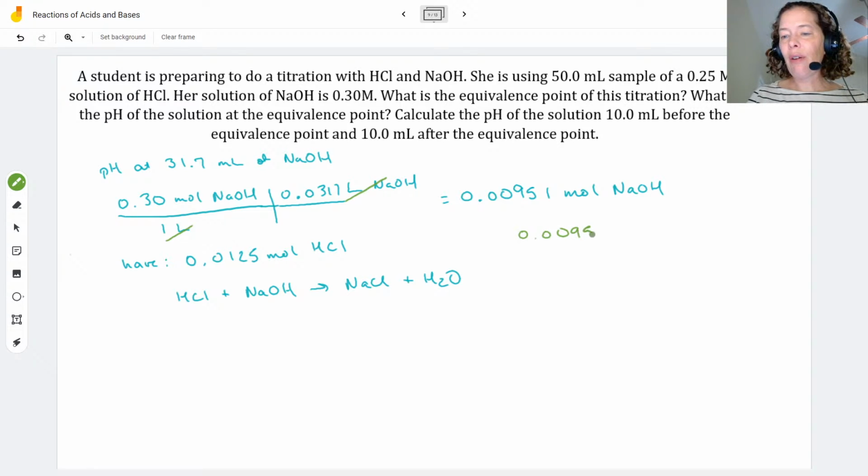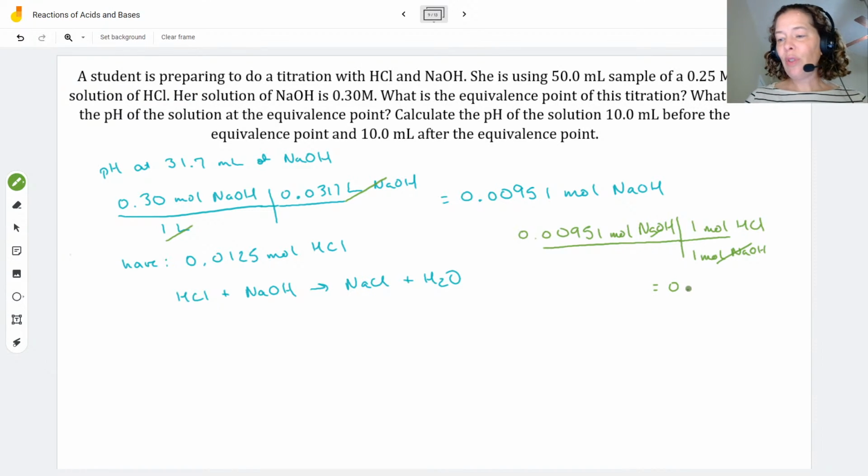If I have this many moles of sodium hydroxide, when I convert this into moles of hydrochloric acid, again, you can see that units cancel. That means that I have used, oops, I'm losing track of my zeros, moles of HCl. Or you can think of this as moles of hydrochloric acid have been reacted.